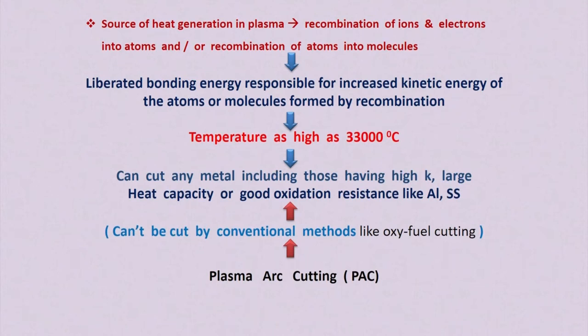Conventionally, thick material is cut by the oxy-fuel cutting operation. But when the material thickness reaches a certain height, and when materials like aluminum and copper have high thermal conductivity and high heat capacity, and some materials like stainless steel have good oxidation resistance, these cannot be cut conventionally by oxy-fuel cutting. So such material with high thickness can be cut by the plasma cutting operation.